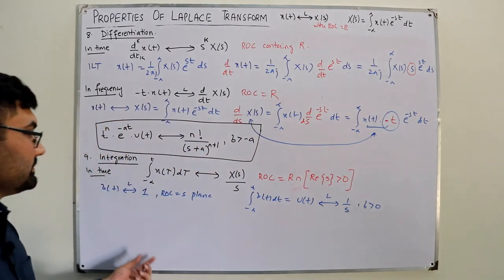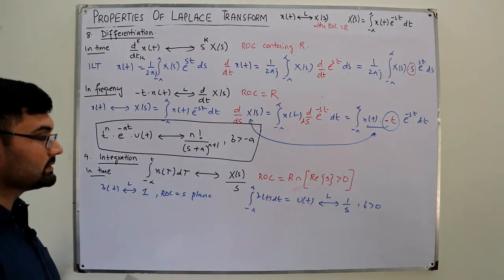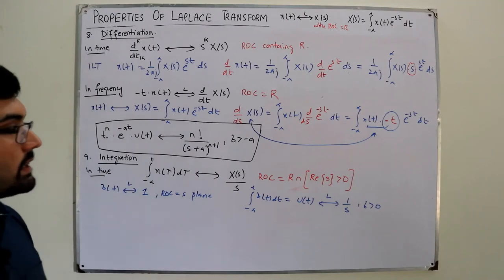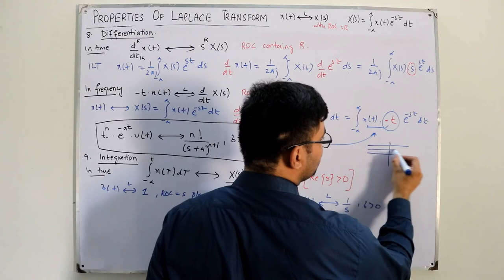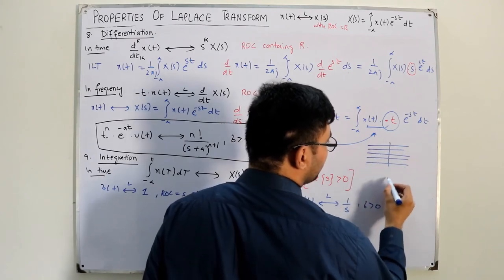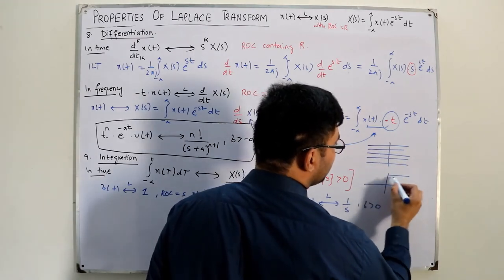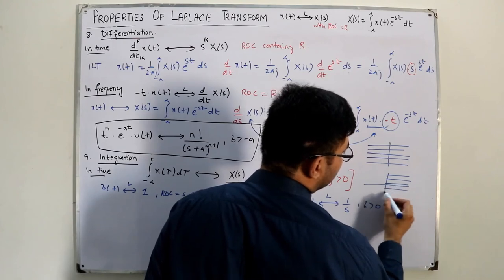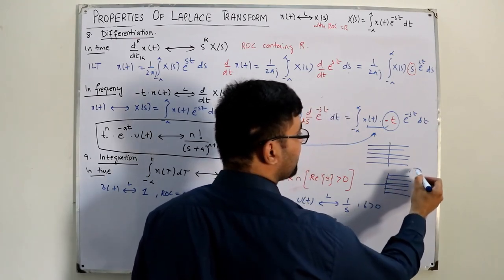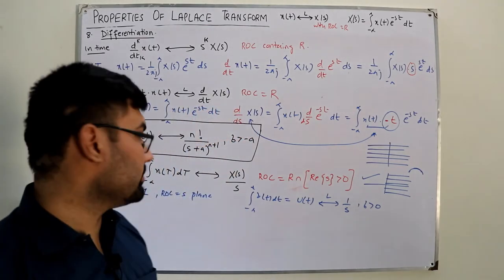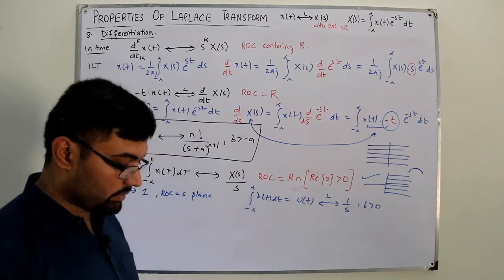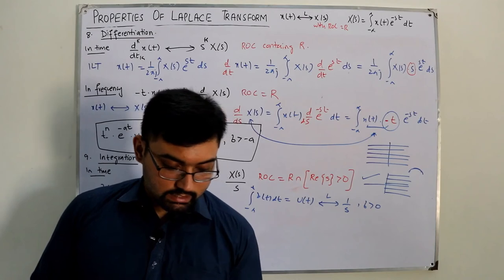So have a look. Do you not understand this? For one, you have the entire s plane. For the other, you have only the right hand side. So the intersection of these two, does it not mean that it is only the right hand side? It means. So now the ROC point should be clear as well.